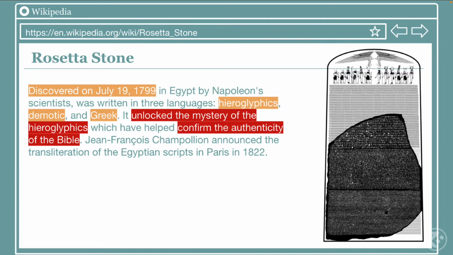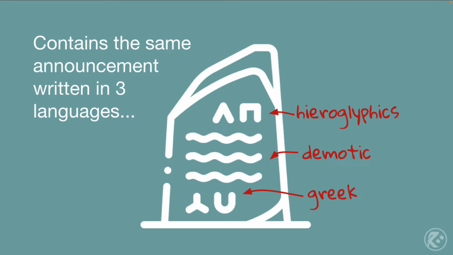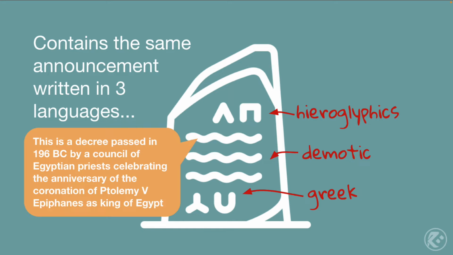So when the Rosetta Stone was discovered and the dates were discovered and the places were discovered, and the names, I should say, it confirmed the authenticity of the Bible. What it contained was essentially the same announcement written in Egyptian, then again in their cursive format, the Egyptian Demotic, and then in Greek. And this allowed translators to use the known Greek to unlock the language of the hieroglyphics. And inside of it, it stated a decree celebrating the anniversary coronation of the king of Egypt.